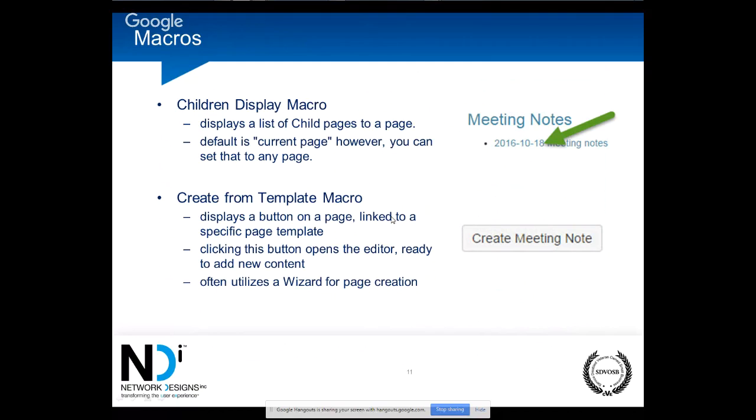The create from template macro is another one. You click here and it automatically creates a meeting note or a minutes page or whatever the template is under the current page with the appropriate tags on it and with the appropriate template built into it, so that all of our meeting notes, our meeting minutes all come out looking exactly the same.